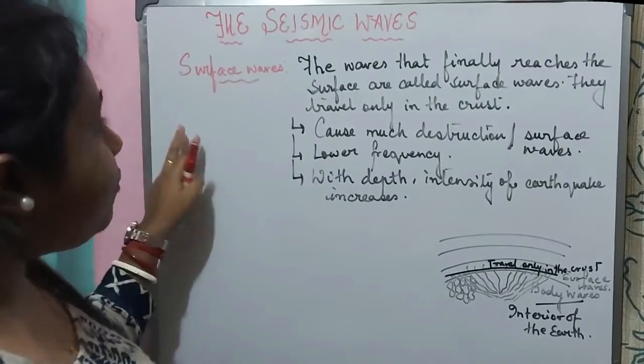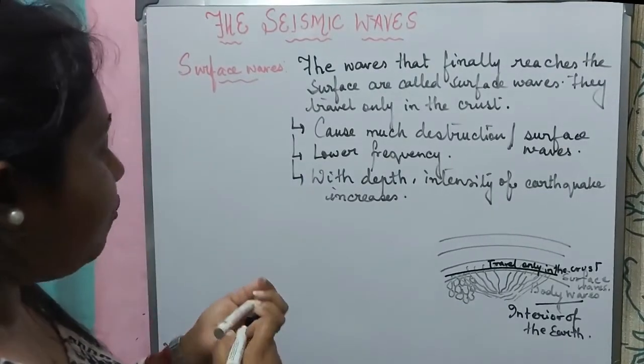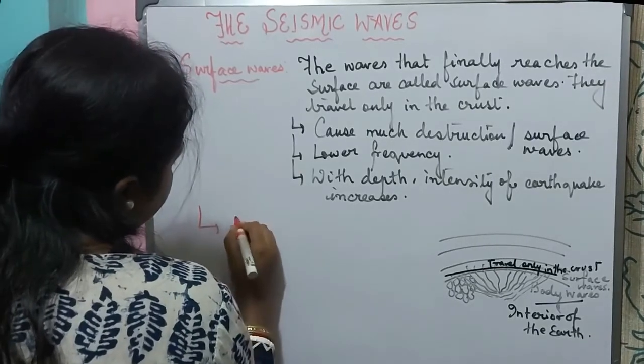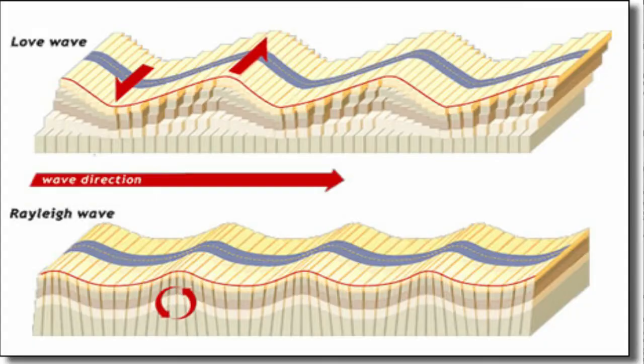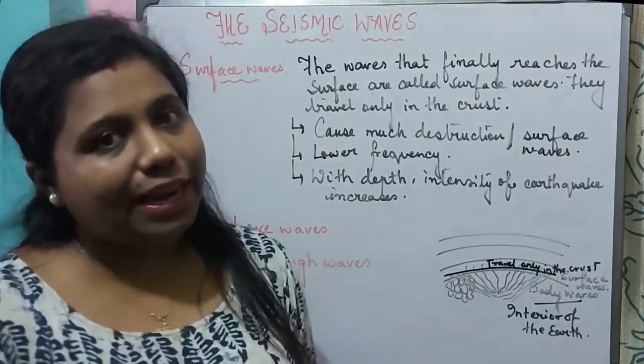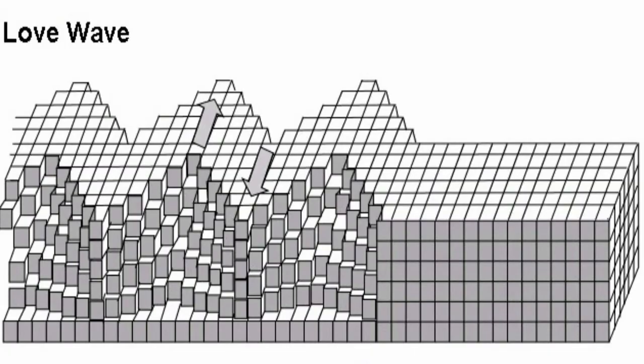So the surface waves are again divided into the Love waves and the Rayleigh waves. Now let us know about the Love waves and the Rayleigh waves. Now let us know about the L waves or the Love surface waves.